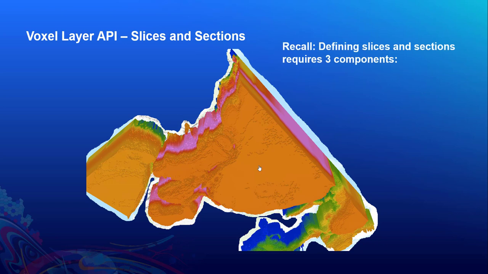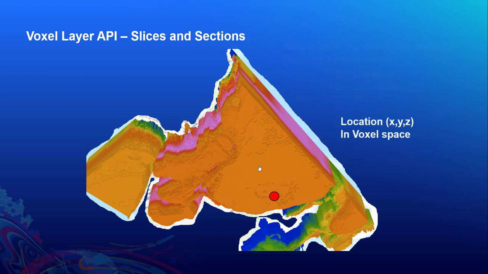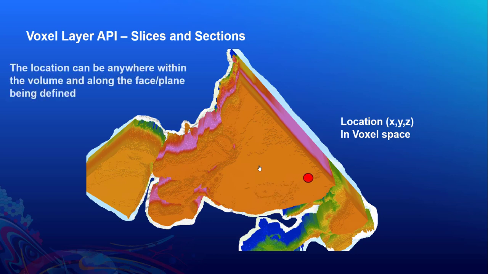Recall, to define slices and sections, we need 3 components: a location, an orientation, and a tilt. The location is specified in voxel space. The location can be anywhere within the volume, and it can be anywhere along the face or the plane of the slice or section being defined.